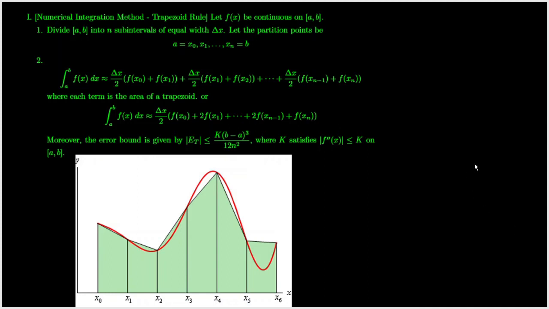We now talk about how to use some numerical methods to approximate the definite integrals. Our target is to approximate the definite integral of a function f of x from a to b. To simplify, we assume the function is always positive. By that we mean the graph of the function is above the horizontal axis.